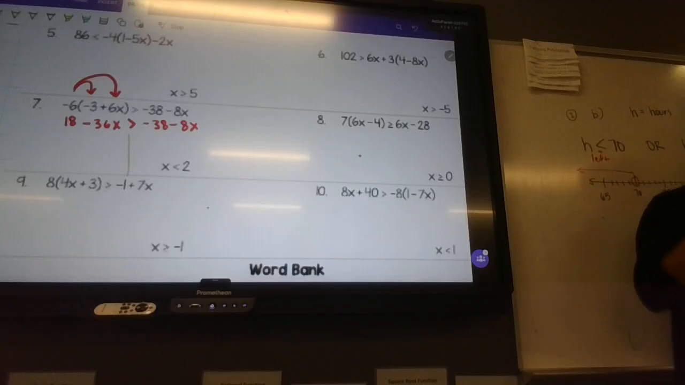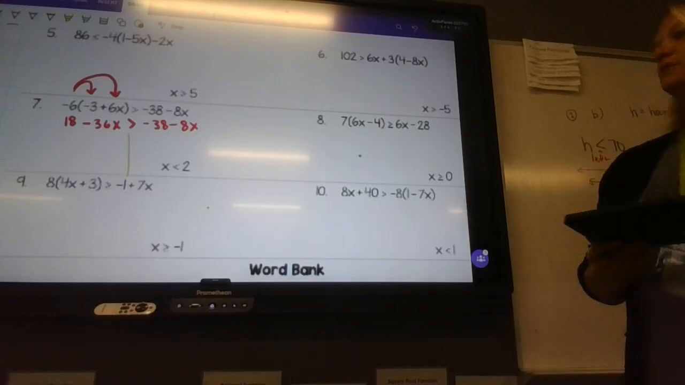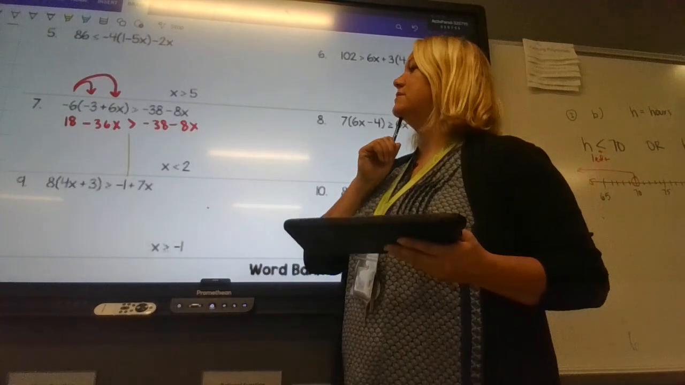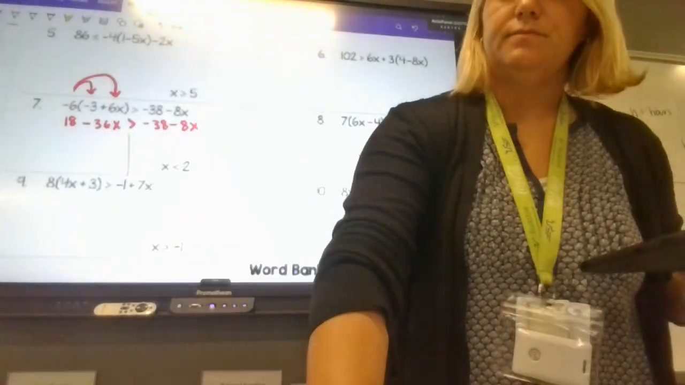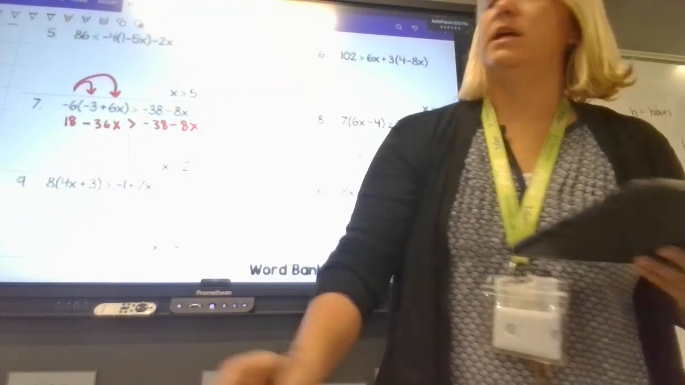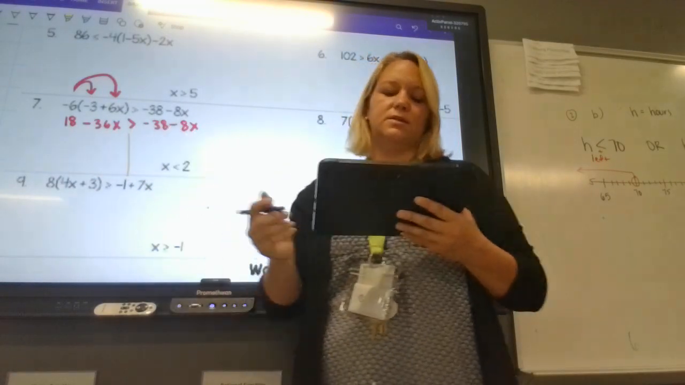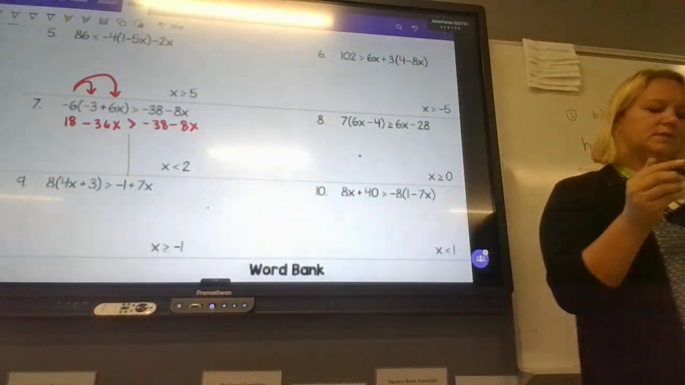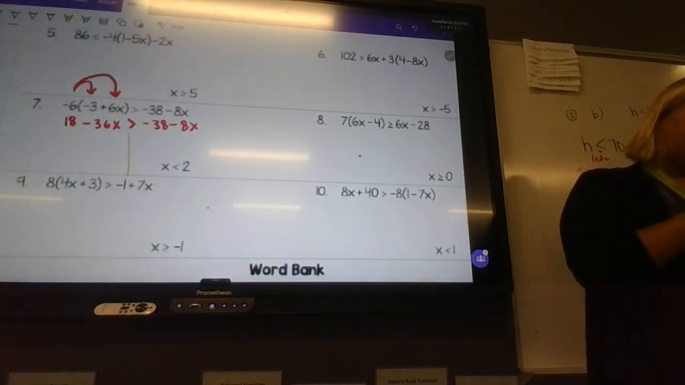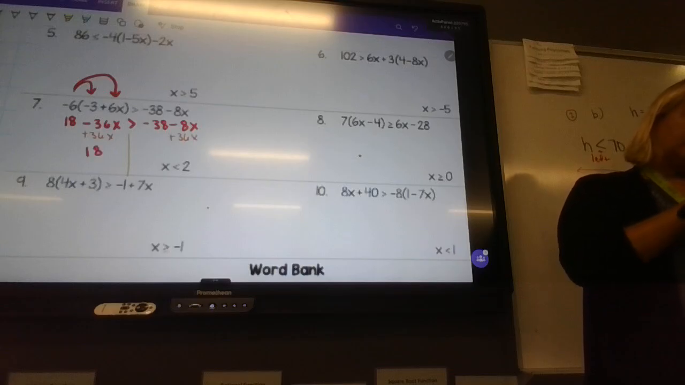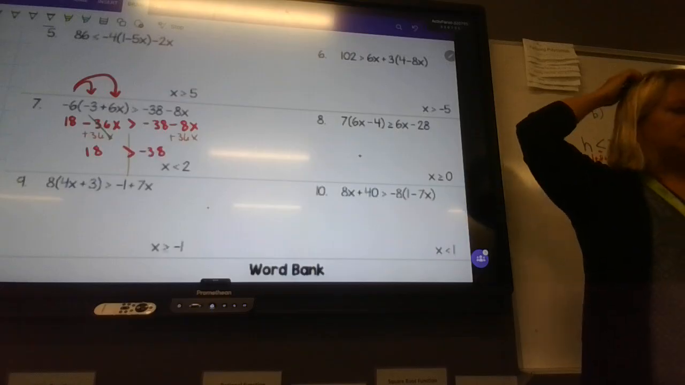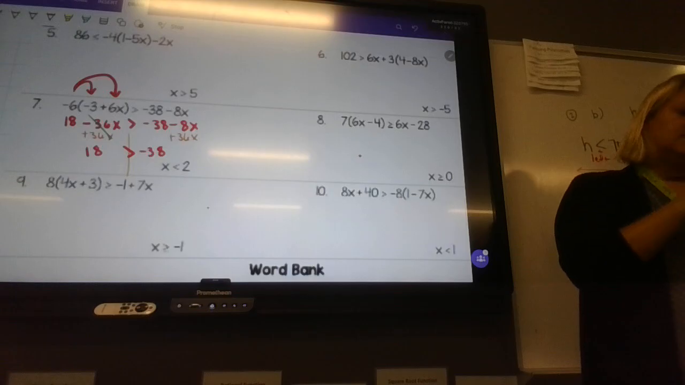And now there's lots of options. Brian, what would you do next? I think that I would either add 8x across or add 36x across. I guess adding 36 seems easier in this moment, so I'm going to add 36x, and I'm going to write it directly under the 8x. And now that's going to be gone. And I'm going to have 18 is greater than negative 38 plus 28x.